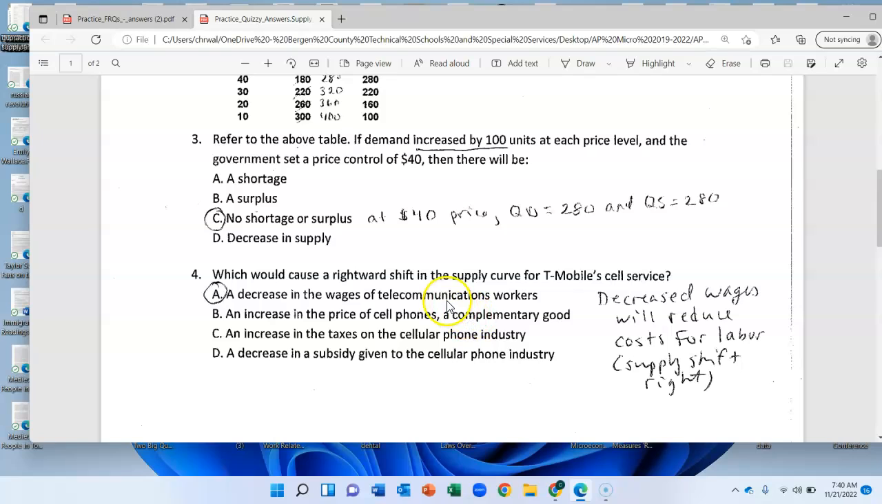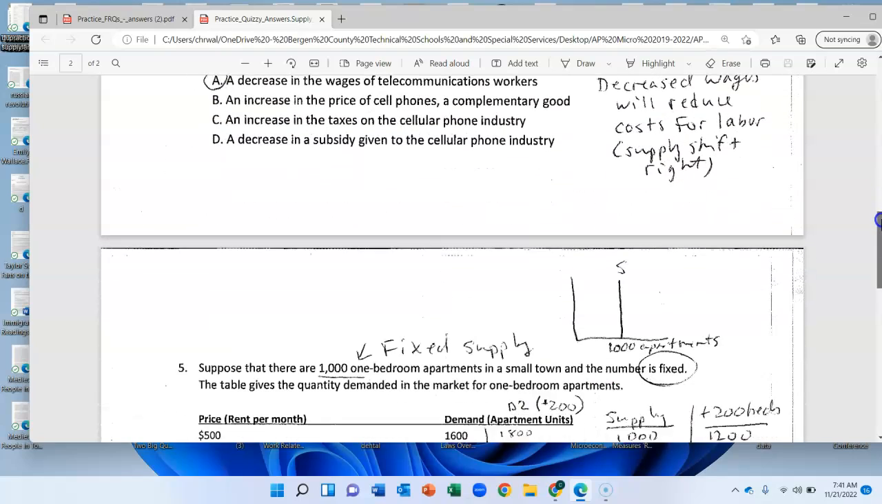Which of the following would cause a rightward shift in the supply curve for T-Mobile's cell service? The correct answer is A, a decrease in the wages of telecommunications workers. We know an increase in wages would increase costs and decrease supply, shifting the curve left. In the case of a decrease in wages, the opposite happens. The supply curve will shift to the right. What we're asked is what would cause a rightward shift in the supply curve, and it's the only thing that can.